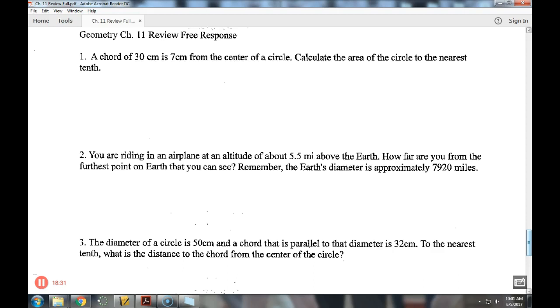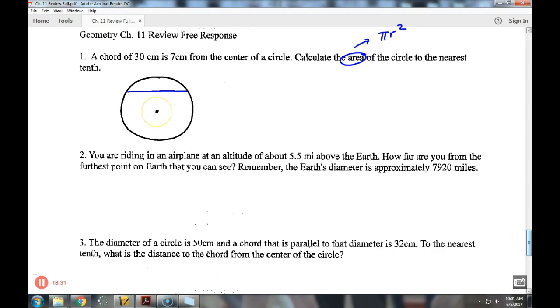A chord of 30 is 7 centimeters from the center of a circle. Calculate the area. So ultimately, I need to calculate the area of a circle. So I need to know that that's pi r squared. So we got to find the radius somehow. So let's draw the circle. We have a circle and a chord of 30. So here's my chord, it's 30. It's 7 from the center.